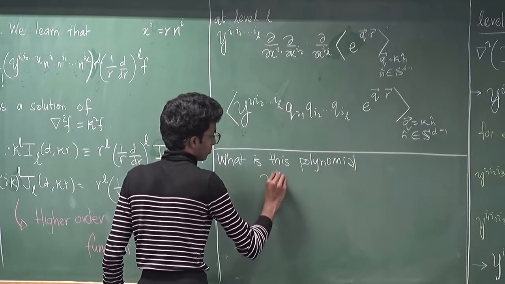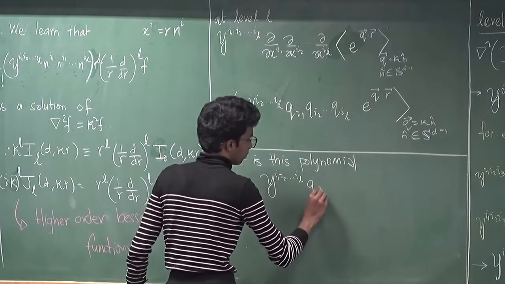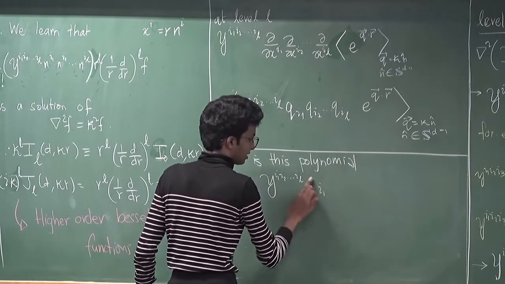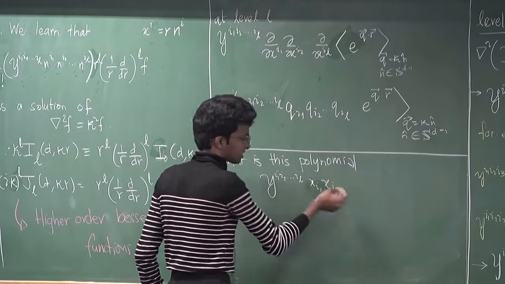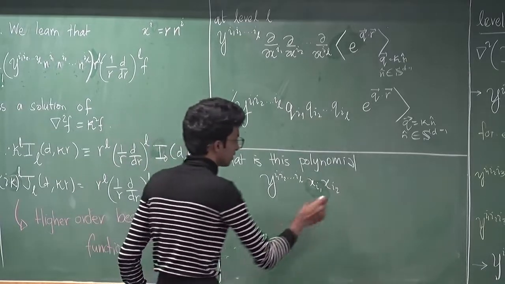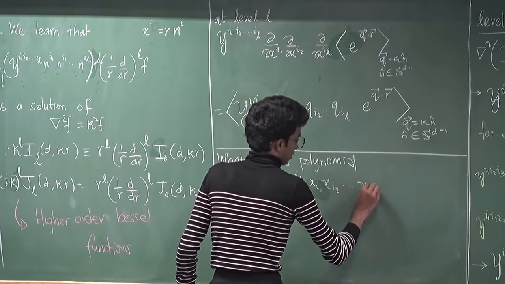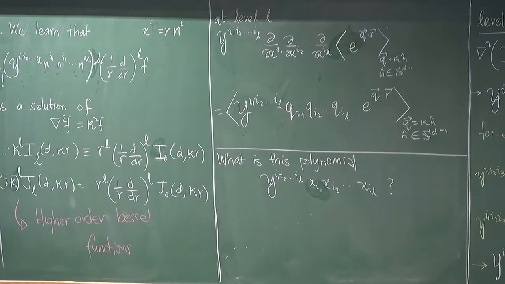Y I1, I2 all the way up till IL, Q I1, or let me do it in X. Okay, X I1. This is just some variable, doesn't matter. If you have a polynomial in X, you have a polynomial in Q, and so on. X I. That's the question. But that's very easy to see.